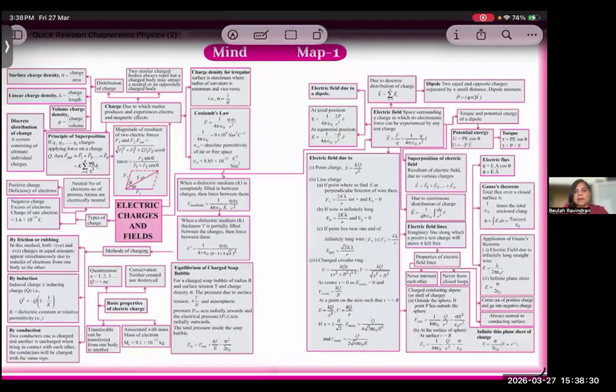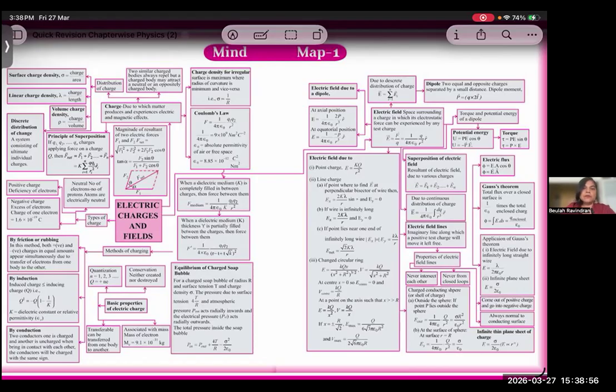So we consider mind maps. A mind map breaks a chapter into a structured visual format. That is for grade 12 board exams and competitive exams like JEE, NEET, ICAR, whatever it might be. A mind map acts as a quick revision tool. Instead of reading the full chapter again, you can revise the entire concept in minutes.